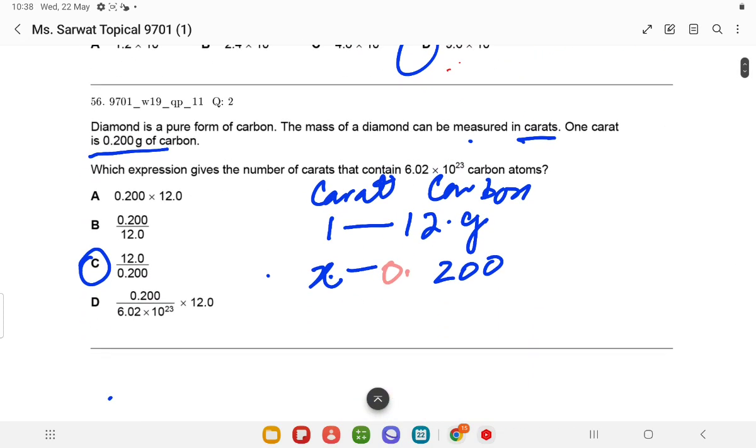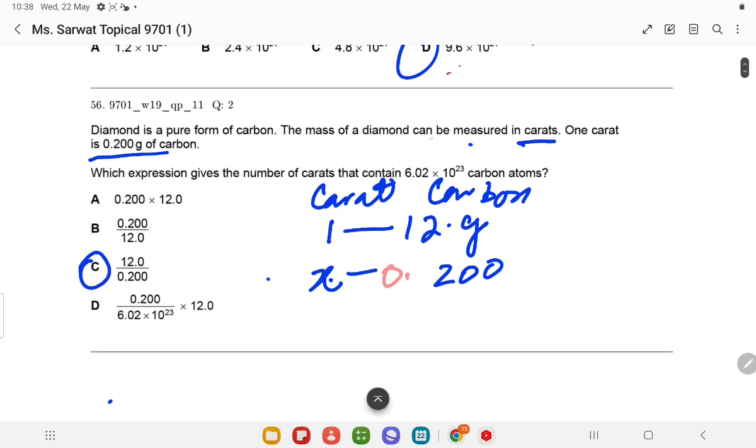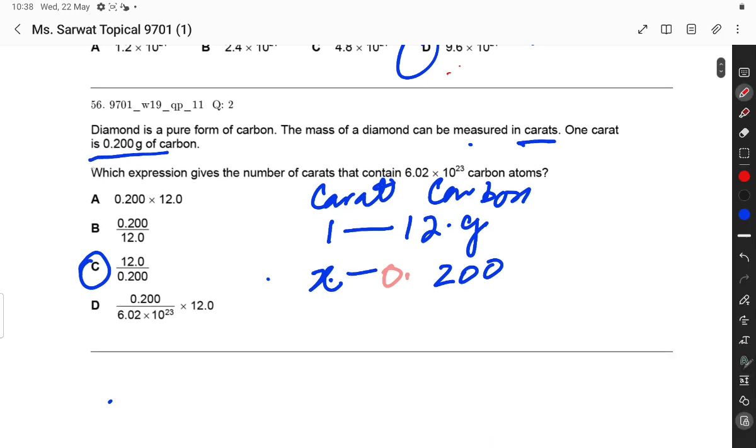Next question from Winter 19, question paper 1-1, Question 2. Diamond is a pure form of carbon. The mass of diamond can be measured in carats. 1 carat is 0.200 gram of carbon. Which expression gives the number of carats that contains 6.02 × 10^23 carbon atoms? So 1 mole of carbon is 12 grams. So what would be the carat in 0.200 gram of X?